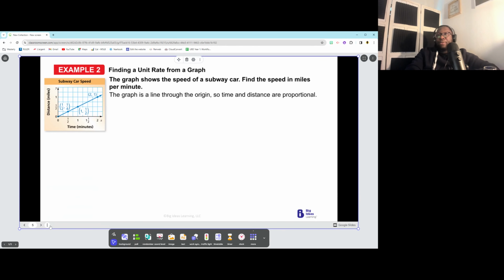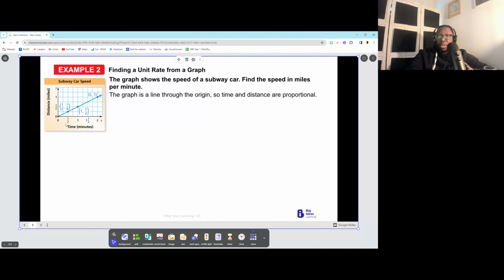We see that the graph is a line. It passes through the origin. So the time and the distance, or our x, which is our time, and our y, which is the distance in miles, are proportional. To find the speed in miles per minute, we're going to use a point on the graph to find what the unit rate is. In order to find the unit rate, we just take one of those points. In this case, we're going to say 2, 1.